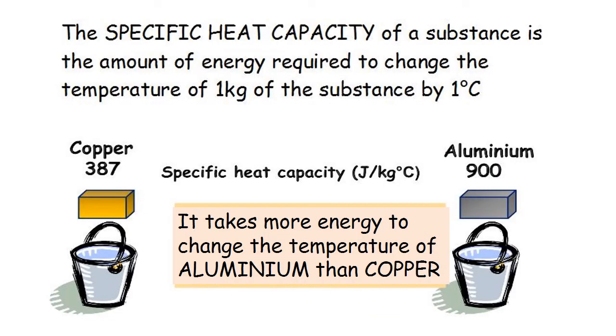To work out how much energy we need to heat up materials, we use a number called the specific heat capacity. That's the amount of energy needed to change the temperature of 1 kilogram of a material by 1 degree centigrade. For example, copper has a specific heat capacity of 387 joules per kilogram degree centigrade. Aluminium has a specific heat capacity of 900. That means it takes more energy to change the temperature of aluminium than copper.